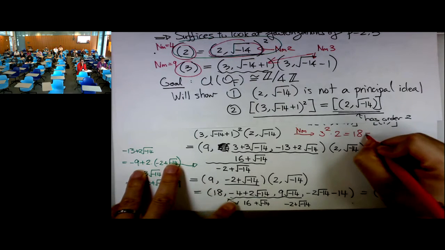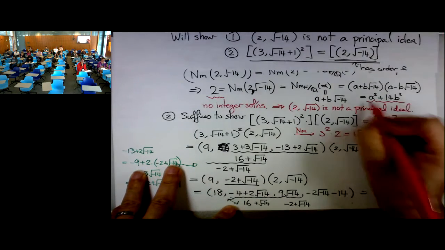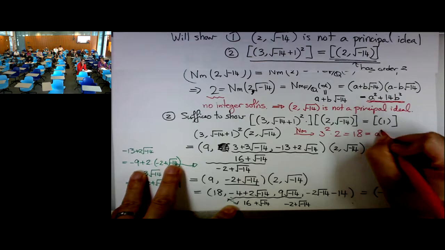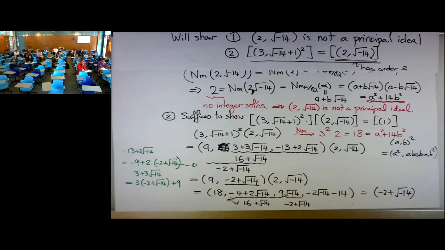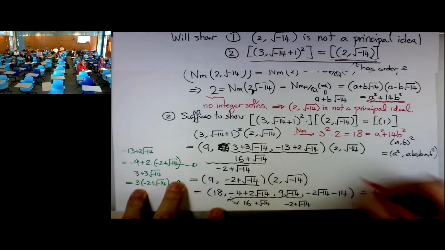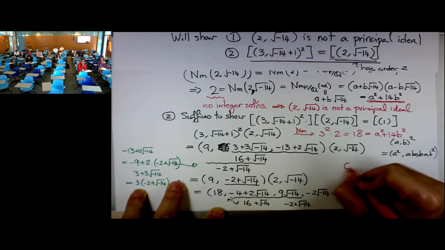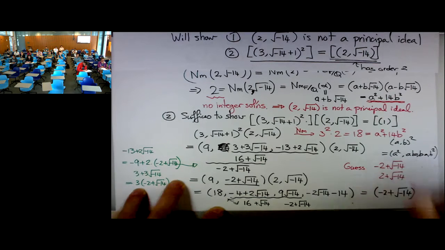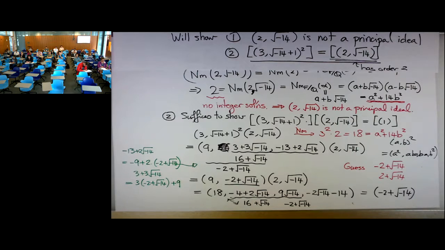So how do we do the principal ideal here? The norm of a principal ideal should be a squared plus 14b squared. So you can probably guess ahead of time that the generator would be either negative 4 plus root 14 or 2 plus root 14. Of course, I don't know which one I will be getting, but probably one of the two. So this will help, at least psychologically, support you to go through the computation, and also at the same time check for any potential mistakes.